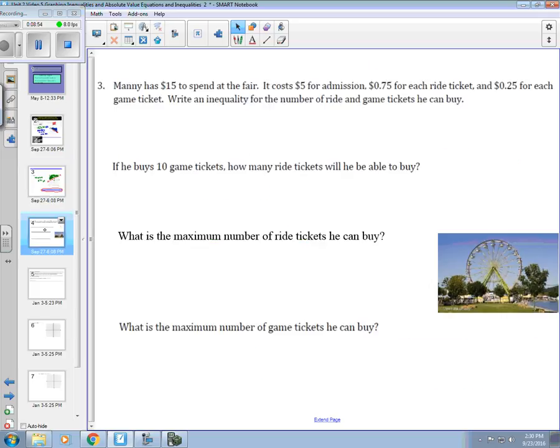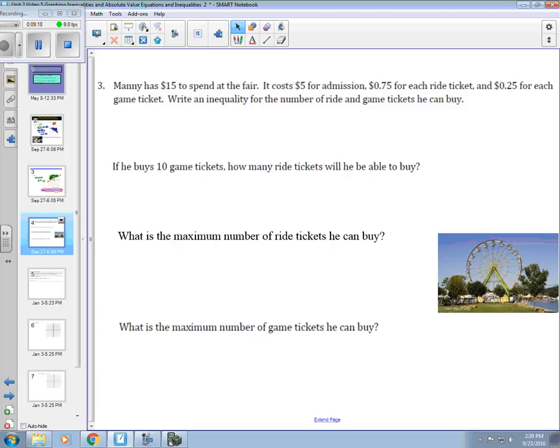All right, some other stuff you should be able to do with inequalities. If you're given a word problem or a situation, you should be able to use inequalities with that too. This one says Manny has $15 to spend at the fair. It costs $5 for admission, 75 cents for each ride ticket, and 25 cents for each game ticket. Write an inequality for the number of ride and game tickets he can buy.